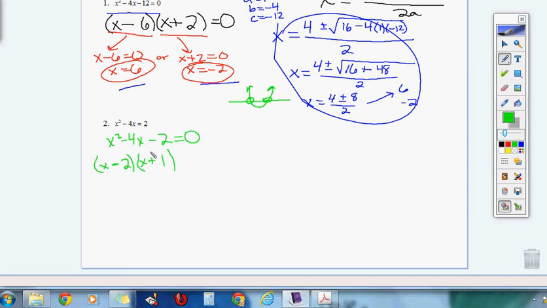It's just not going to happen. I can switch the 2 and the 1 around. It's not going to change anything. So we can't factor. That doesn't mean necessarily you can't do the problem. So if we're looking at this, we're going to have to try to do it by the quadratic formula.